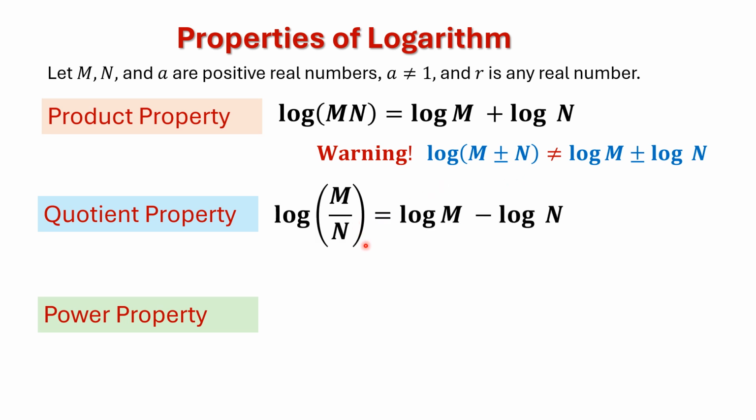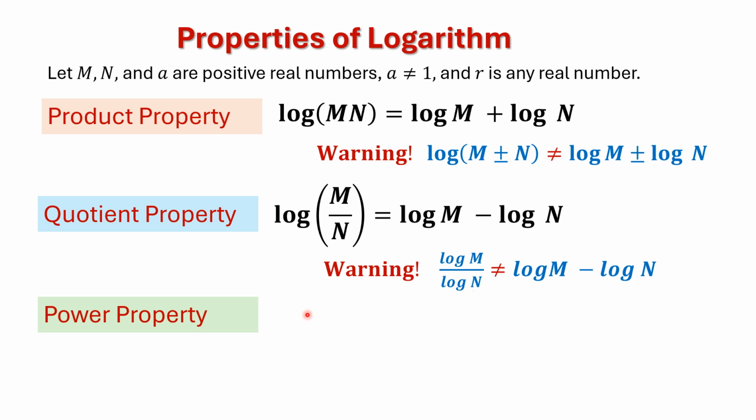For the quotient property, log of the quotient is equal to the difference of their logarithms. So log of m minus log of n. You will start with the log of the numerator, then minus log of the denominator. But as a warning, there is no quotient of two logarithms. What we have is log of the quotient, not division of these two logarithms. So log m divided by log n cannot be equal to log m minus log n.